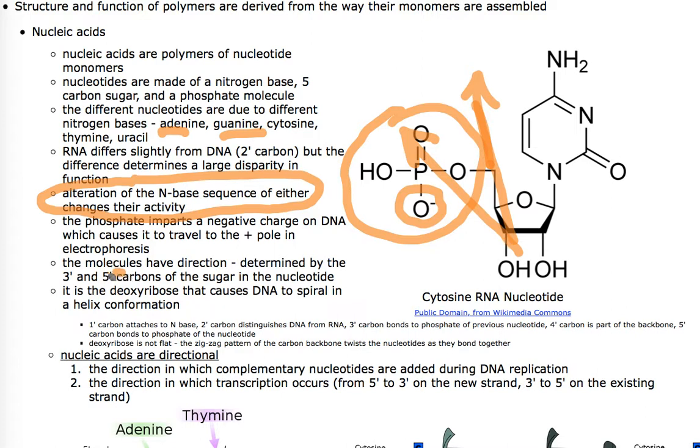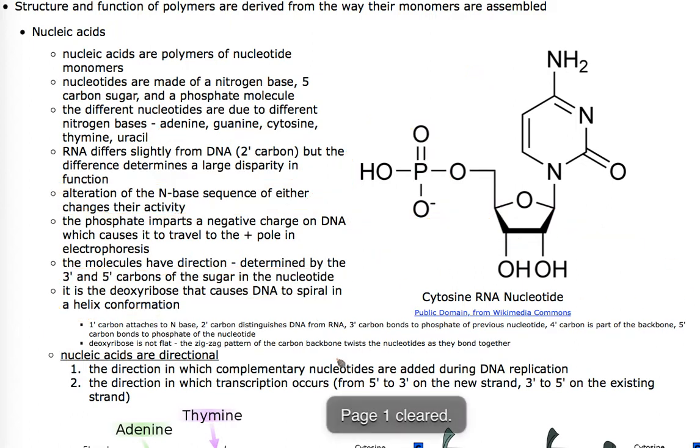One oddity is it's the deoxyribose, which is not flat. It actually causes the DNA to have the spiral design that it has, and it's because these carbons, if you look at the molecule from the side, zigzag. And because of the zigzagging, that's what causes the molecule to create the staircase shape that it has.